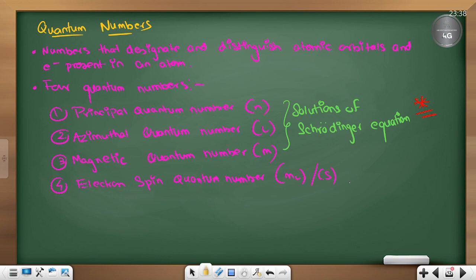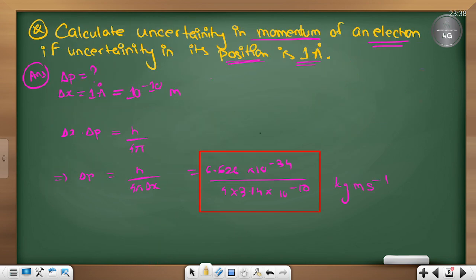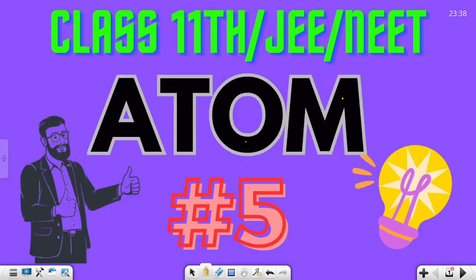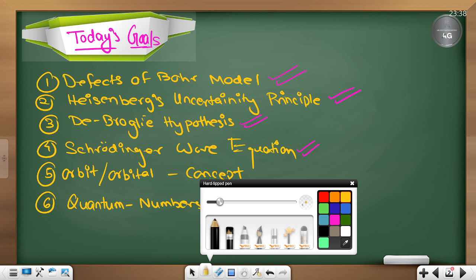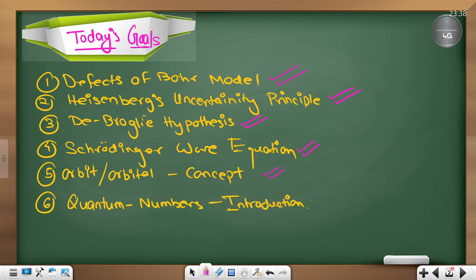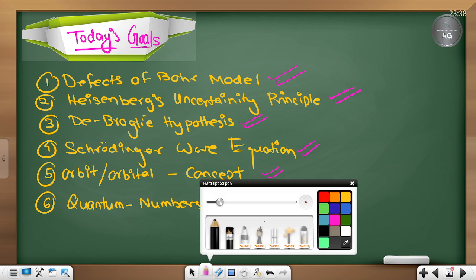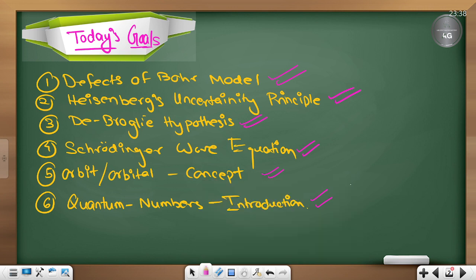Clear or not clear? So I think we have covered all the topics that were supposed to be covered today. Orbital concept done. Quantum numbers introduction clear. So that is all that we had to discuss today.